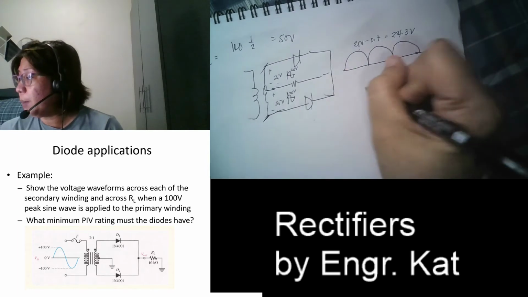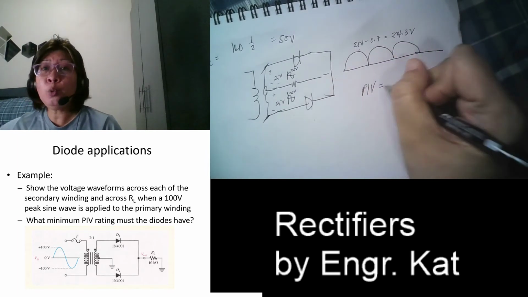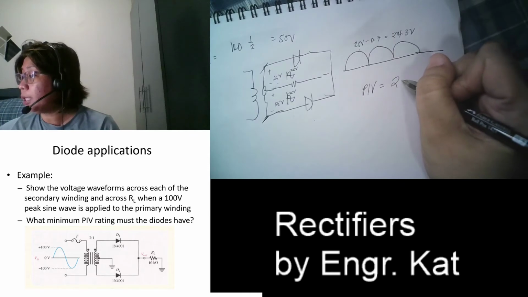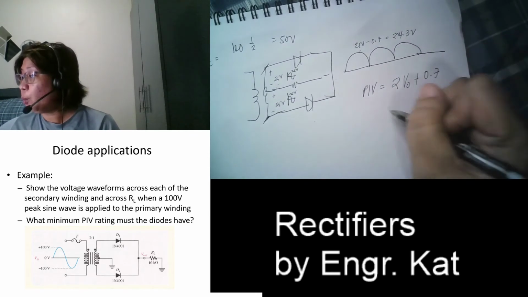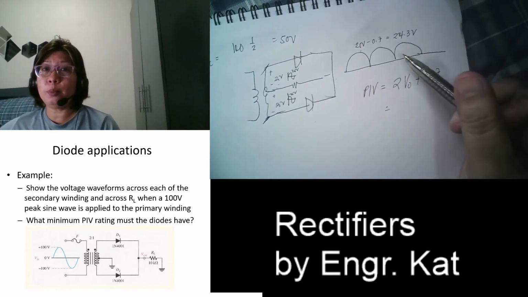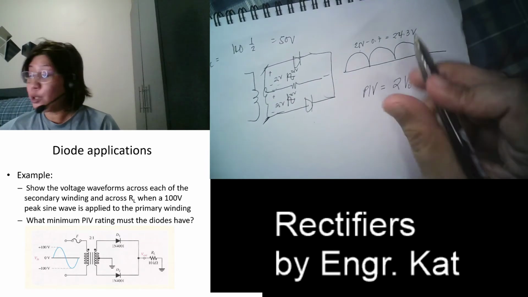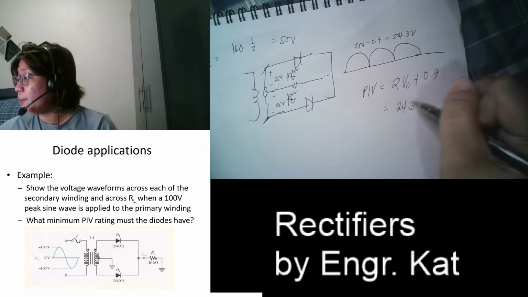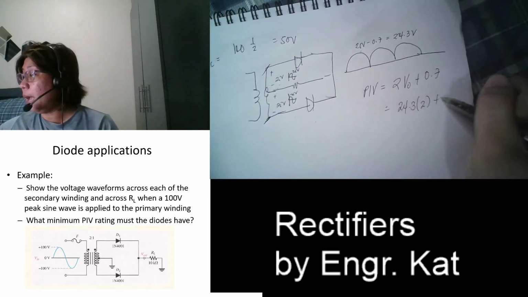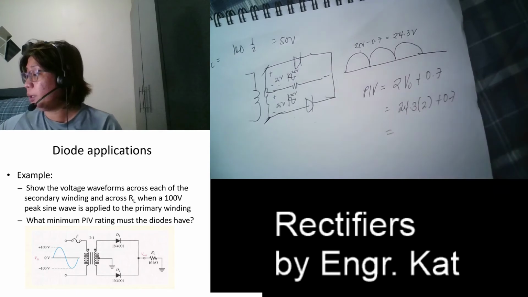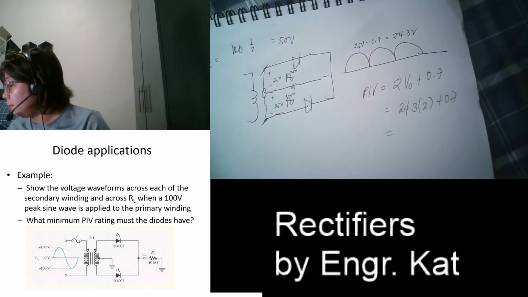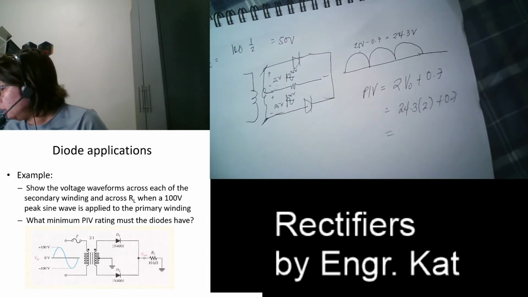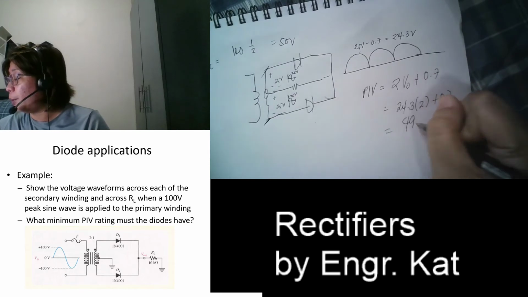Okay? So what is the PIV? The PIV is twice your output voltage plus 0.7. So what is your output voltage? Your output voltage is 24.3. So that is 24.3 multiplied by 2. Then we have plus 0.7. So this will give us 24.3 times 2 plus 0.7. So this will be 49.3 volts.